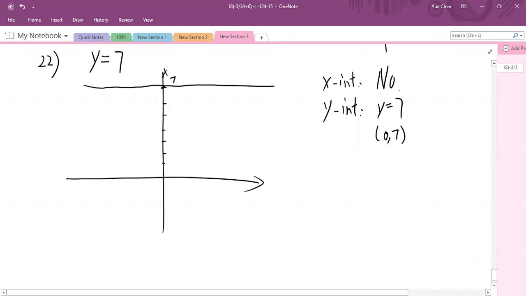These two, either one is correct, but it depends on the problem. If it's a free response problem, you can just choose either one. If it's a multiple choice problem, look at the choices. So this is number 22.